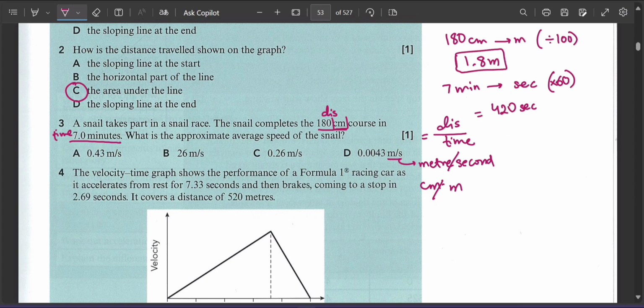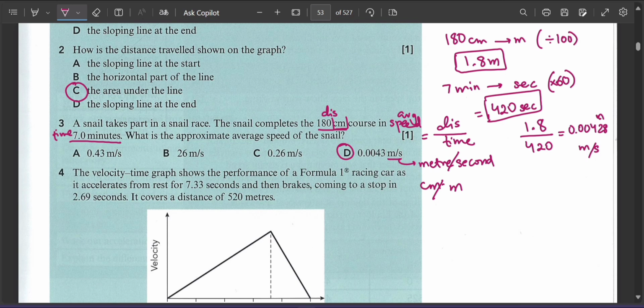Now we will put these values into our main equation. Average speed is distance over time, so that is going to be 1.8 divided by 420. Once we do so, we get the final value as 0.00428 on our calculator, in meter per second. That is what the answer has as well, 0.0043. Basically they rounded up the last digit, 8, so 2 is rounded off to 3.